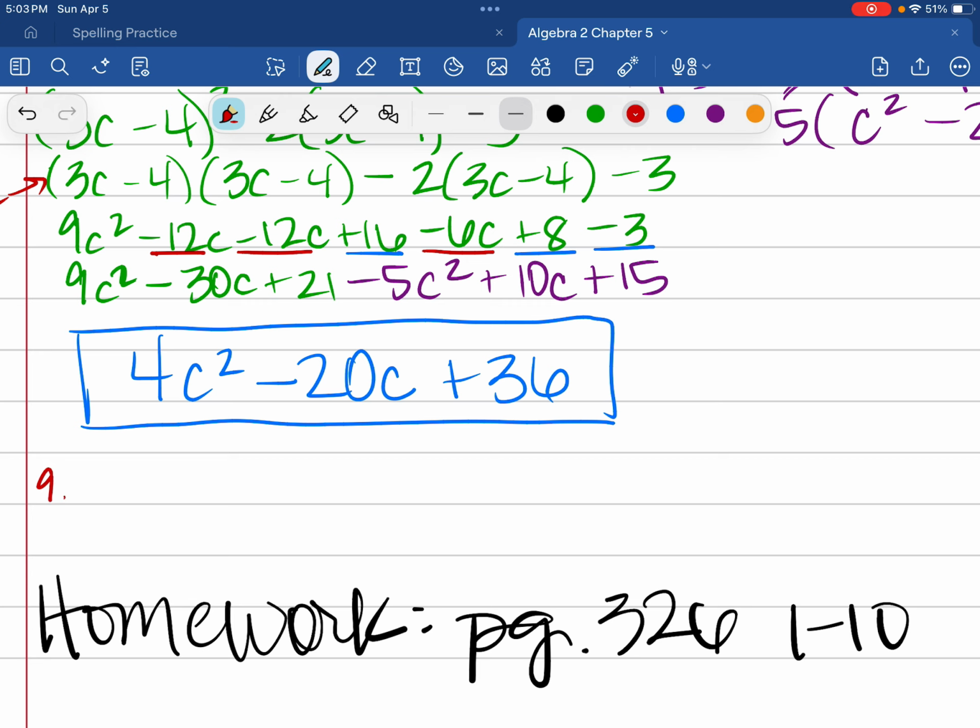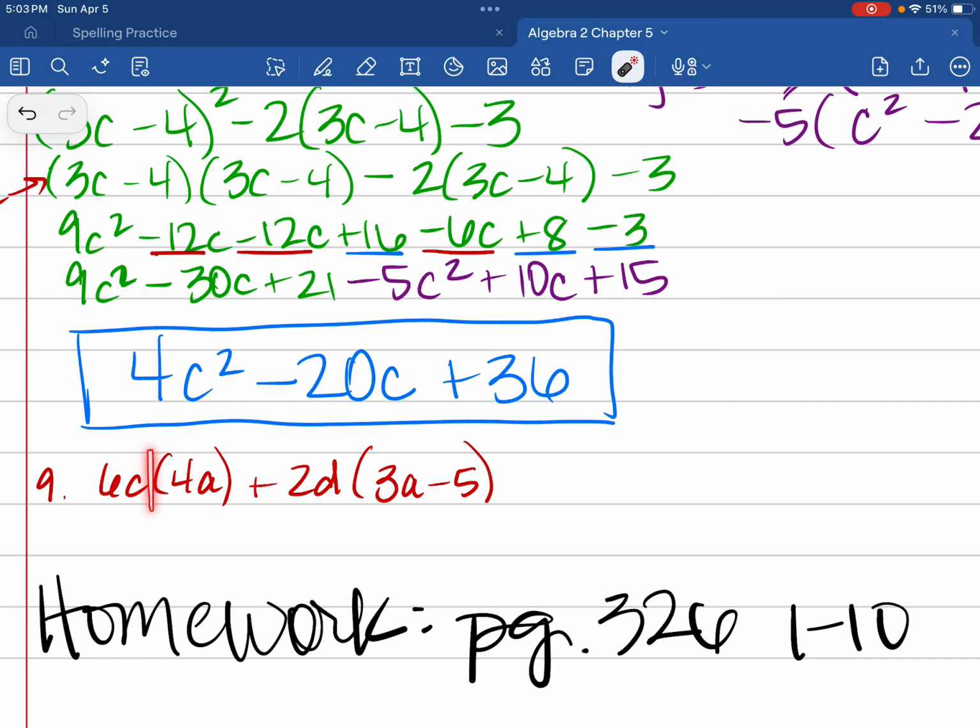Okay, for number 9, it asks you to do 6c of 4a plus 2d of 3a minus 5. Okay, do not confuse this with multiplication here. This is not like 6c times 4a. Okay, this is doing c of 4a and then times 6. And this is doing d of 3a minus 5 and then times 2.